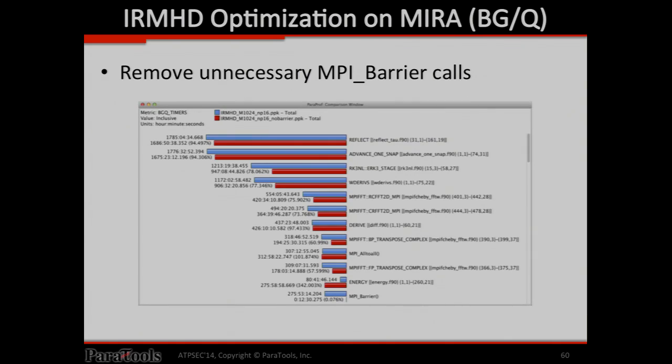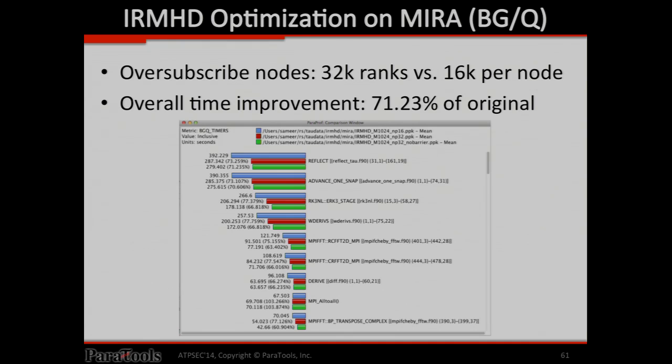They went and they removed unnecessary MPI barrier calls. This reduced time by about 6 to 12% across most of the calls. You can see here MPI barrier, blue is the baseline, and it's just gone. There's no MPI barrier left in this part of the application. And then by redistributing the load, they were able to get an overall runtime reduction of about 30%. The optimized code was 70% the runtime of the original code.